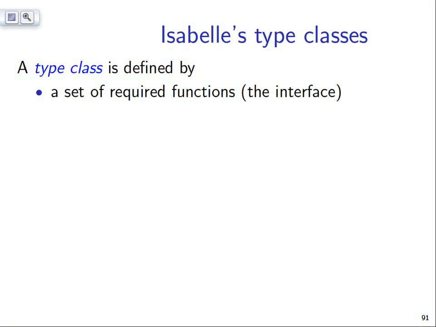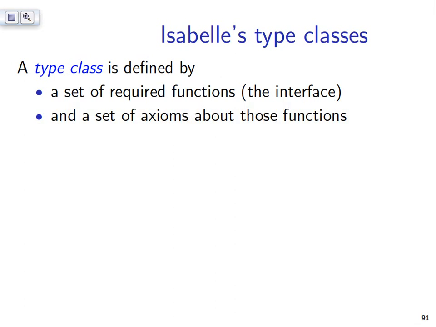So what is a type class? A type class is defined by a set or list of required functions, the interface. You can think of that really as an interface in some programming language. But in addition, a set of axioms about those functions. So the type classes in Isabelle, in contrast to programming language type classes, do carry with them properties that the functions in the interface must satisfy. So please do not think class in terms of Java. Java classes are very different. Type classes are just interfaces with properties in Isabelle.